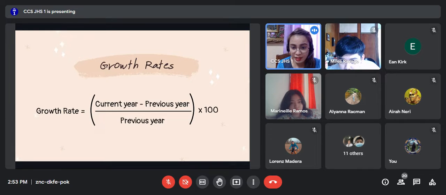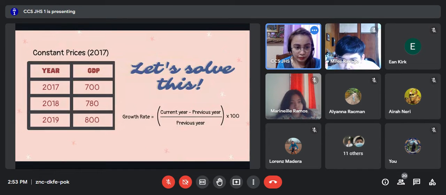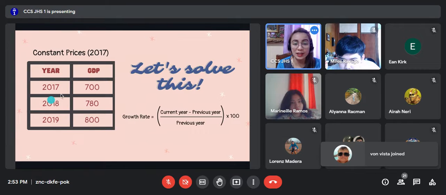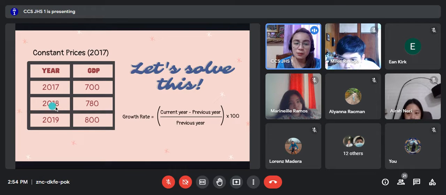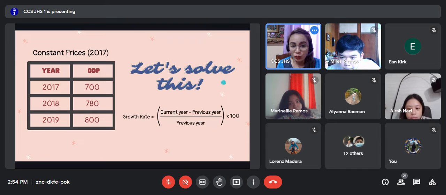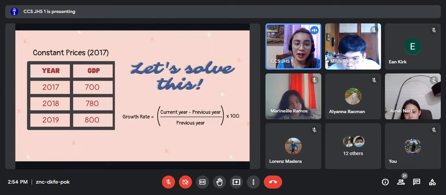So let's have a sample data here. As you can see, we have year 2017, 18, and 19. And for every year, there is a corresponding data for the GDP. So we have the GDP for 2017, GDP for 2018, and GDP for 2019. Now, how do we know asa ang current and ang previous price? I mean, ang previous year, sorry.